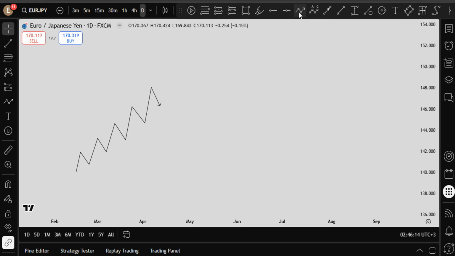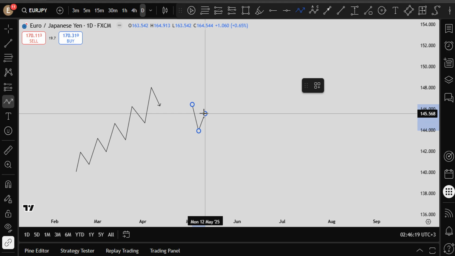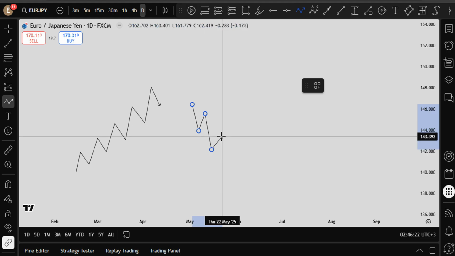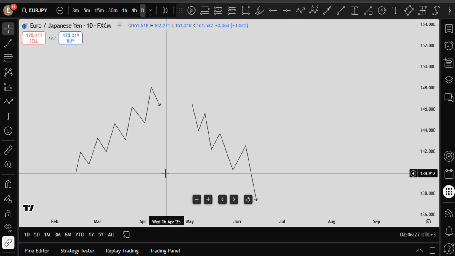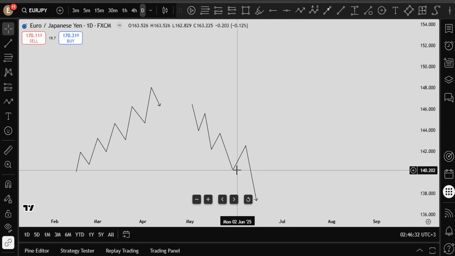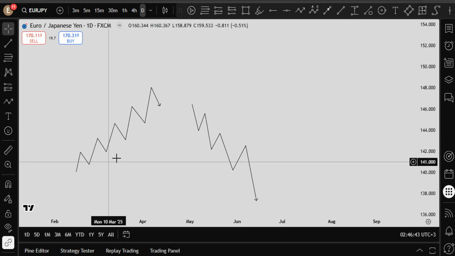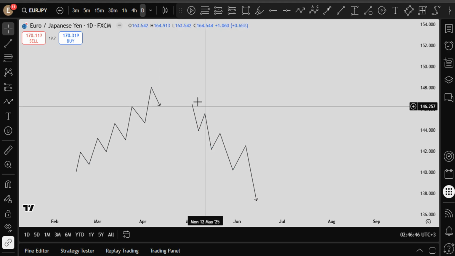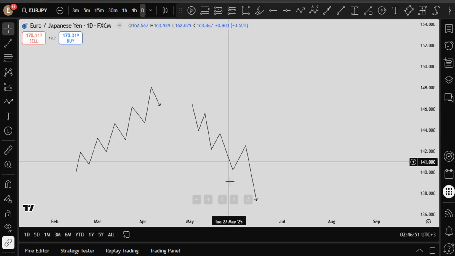And then we have market structure to the downside, which is a lower low, lower high, lower low, lower high, like that, continuing. So now, how do we get to know market structure? How do we get to know that price is in an uptrend? We know price is in an uptrend after price making higher highs and higher lows. And how do we know that price is in a downtrend? After price making lower lows, lower highs, lower lows, lower highs.